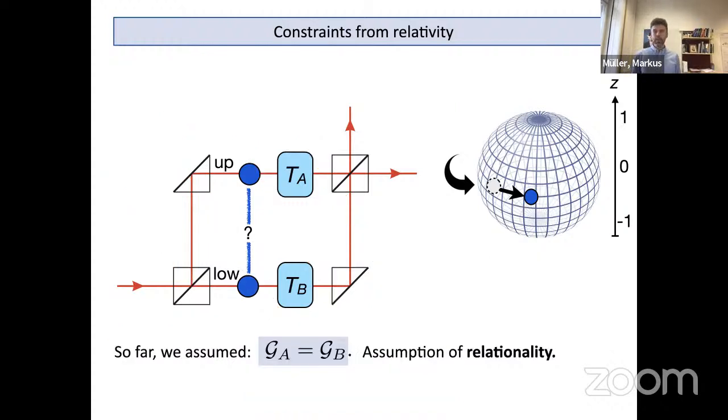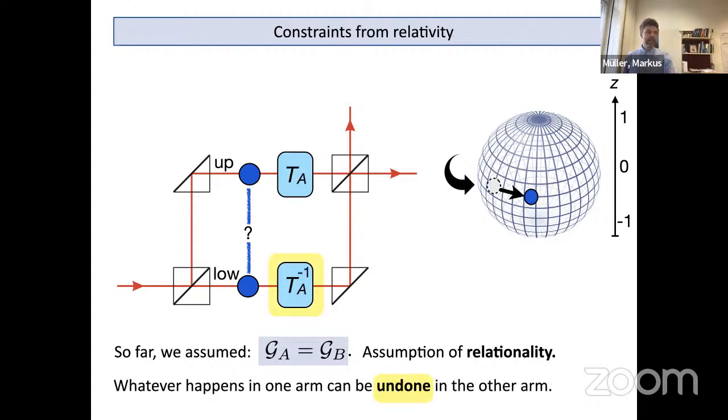So far, we made a kind of simplifying assumption. We said that Alice and Bob, what they can do is exactly identical as a group. And that's a hidden assumption of relationality in the following sense. It assumes in particular that whatever you can do in one arm, say by some TA, you can undo in the other arm by TA minus one. I think of a faceplate in one arm and putting the same faceplate in the other arm.